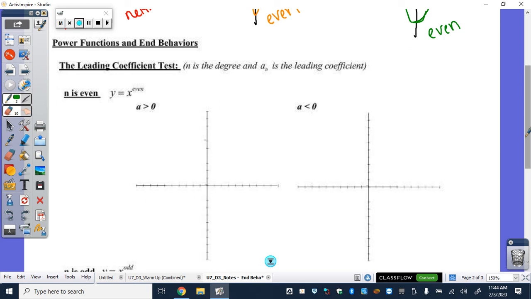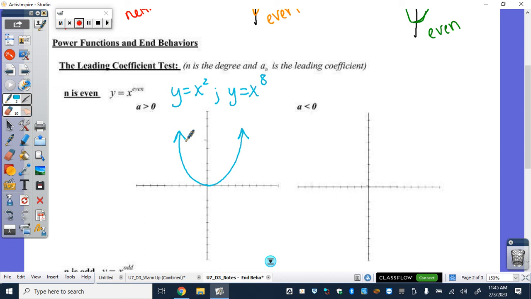So figuring out the end behaviors. There's always a pattern that arises when we're figuring out our end behaviors. So if n is even, so if we have an even exponent, like y equals x squared, y equals x to the 8th, and your leading coefficient is also positive, your end behaviors are going to both go up. Always. So even degree, positive leading coefficient, end behaviors are going to go up.